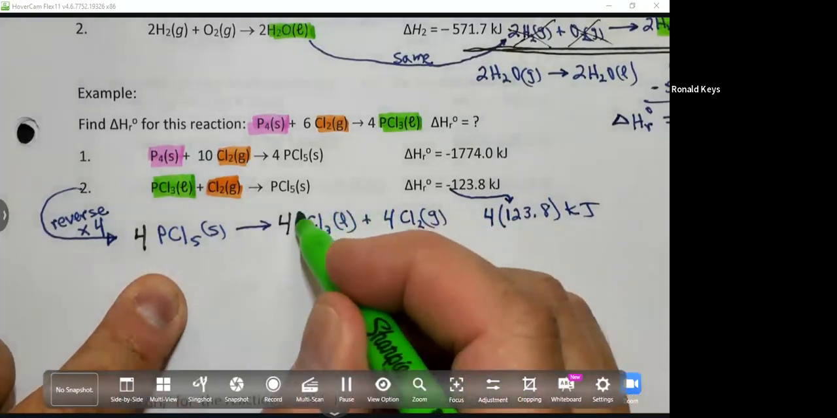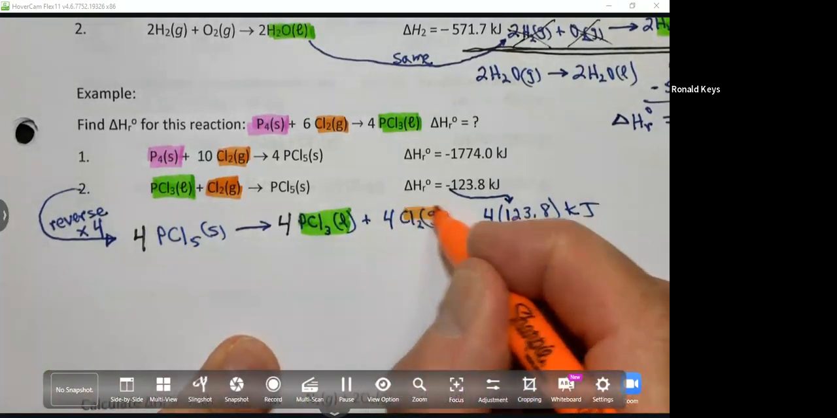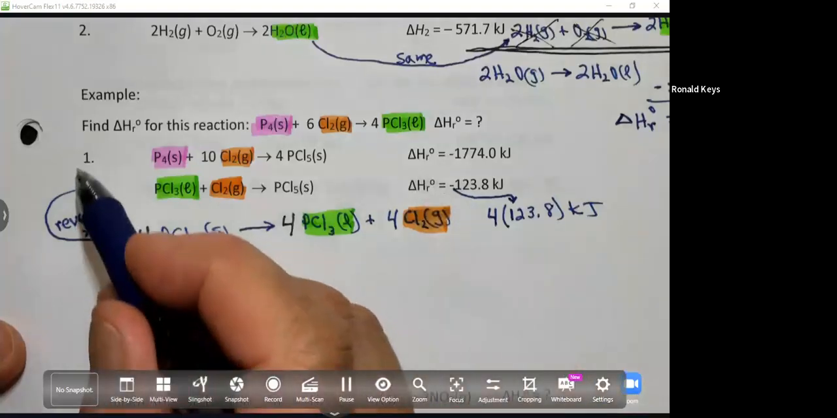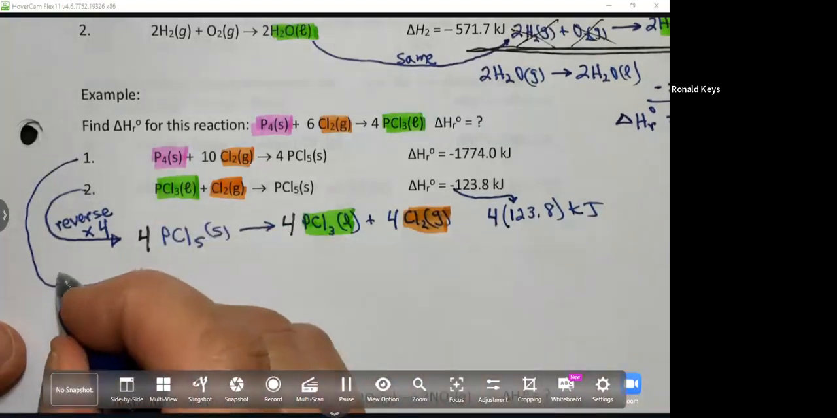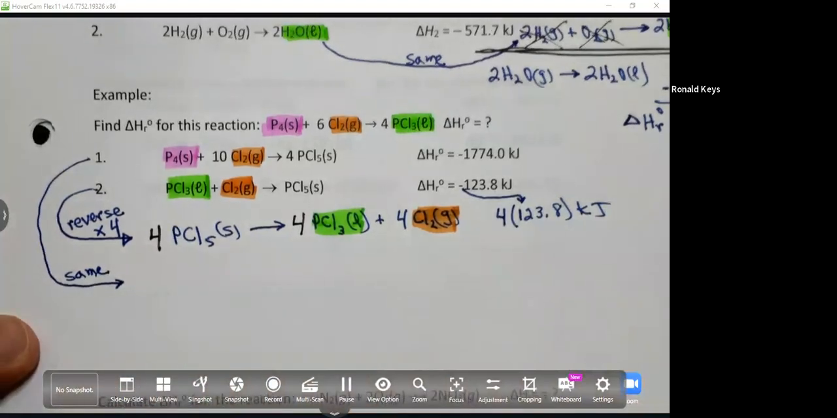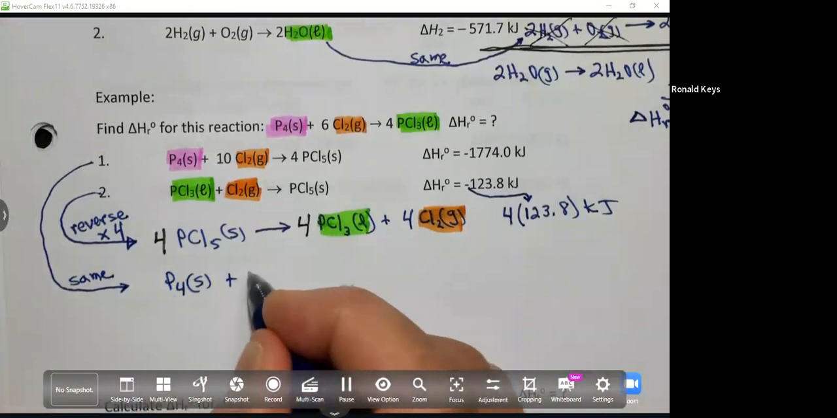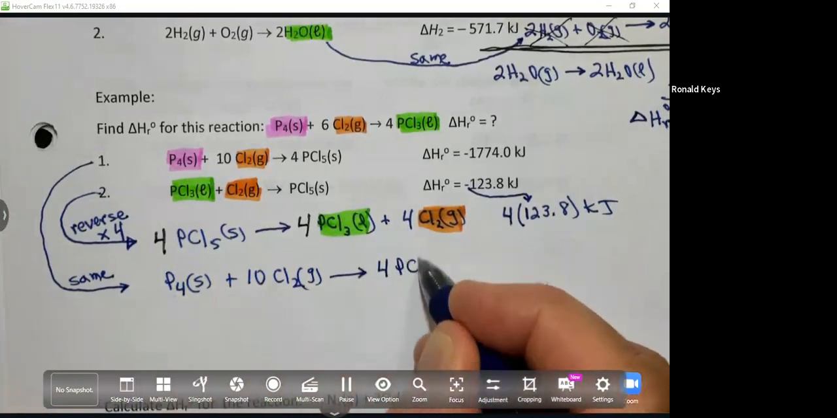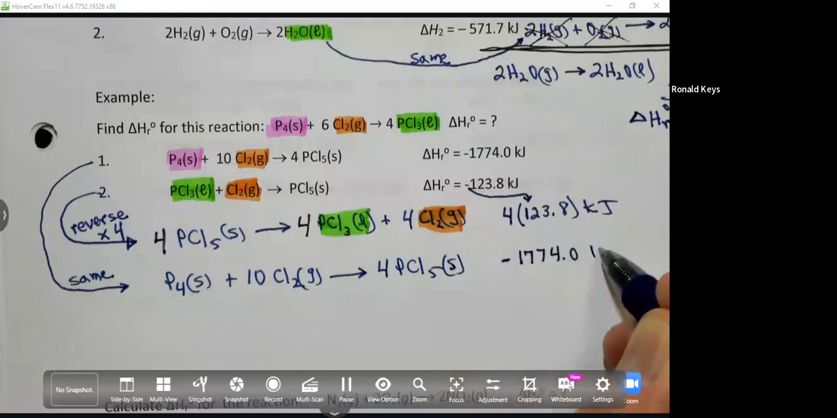If I do my colors, I've got this over here, which I like. I've still got Cl2 here. And we should be able to just bring this one down. I'm just going to rewrite it because then it's going to look better. This is just going to stay the same, right? This can stay the same. And we're going to have P4 solid plus 10 Cl2 gas going to PCl5 solid. And this is going to be negative 1774.0 kilojoules.